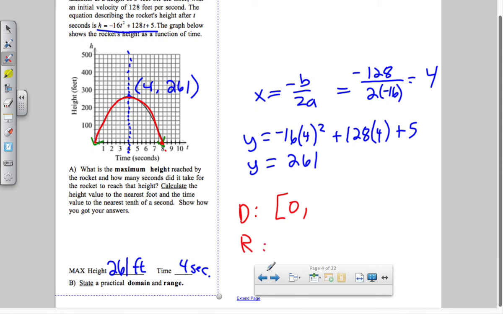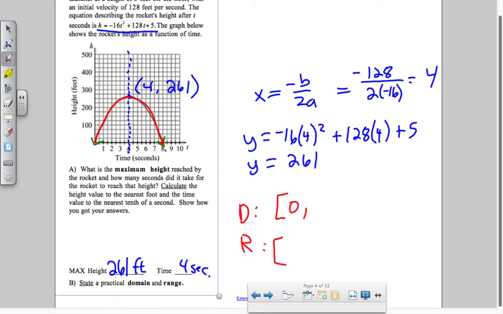The practical range, I suppose the smallest, it starts at a height of 5, but the smallest it really will ever get is 0 feet. And we have found the maximum it will ever get is 261 feet. Okay?